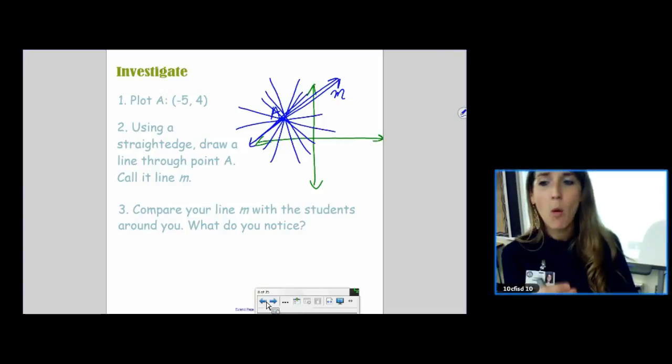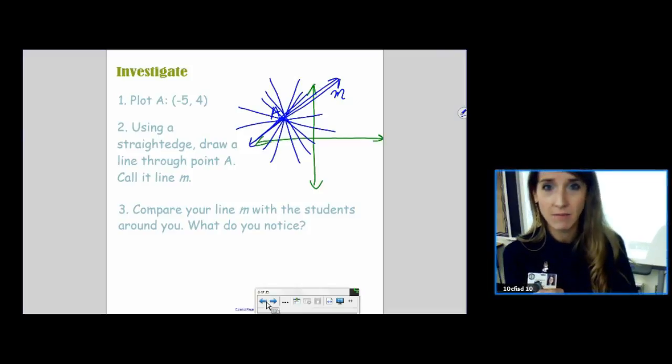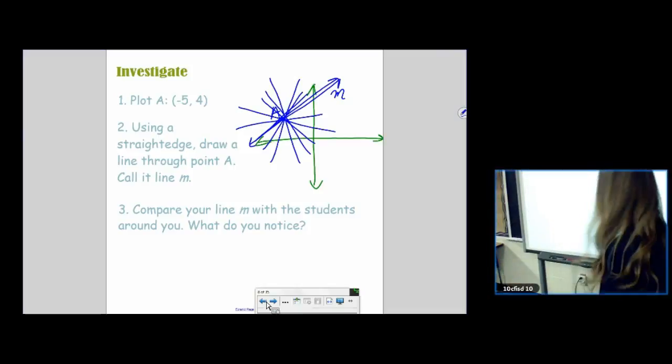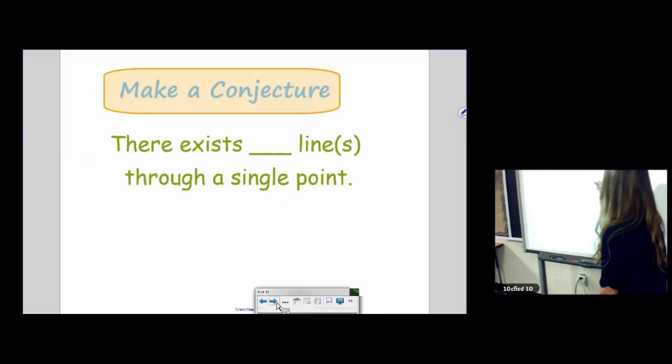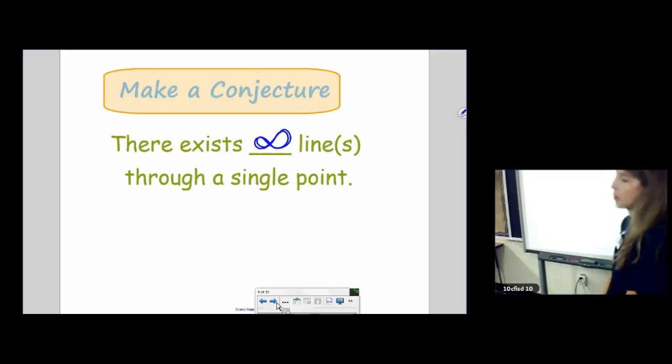So does one point define a line? No, right? One point is not enough. So this is infinite. An infinite number of lines through a single point.